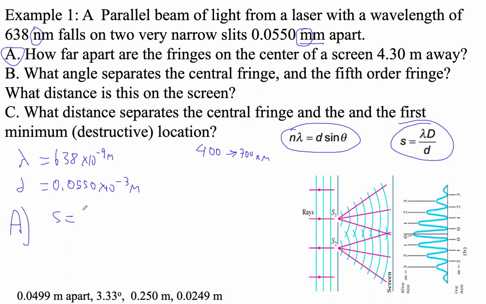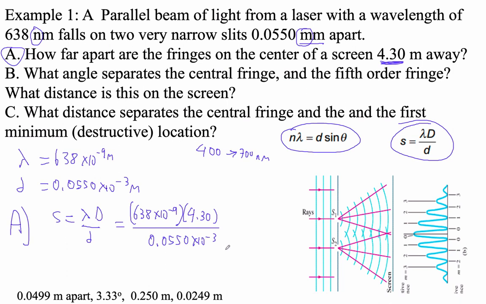Okay, so s is lambda D over d. Okay, lambda is 638 nanometers, so times 10 to the minus 9th, right? The distance that the screen is away is 4.3, right? And then the slit separation is 0.0550 times 10 to the minus 3rd. So let's just try this. We'll do our maths here.